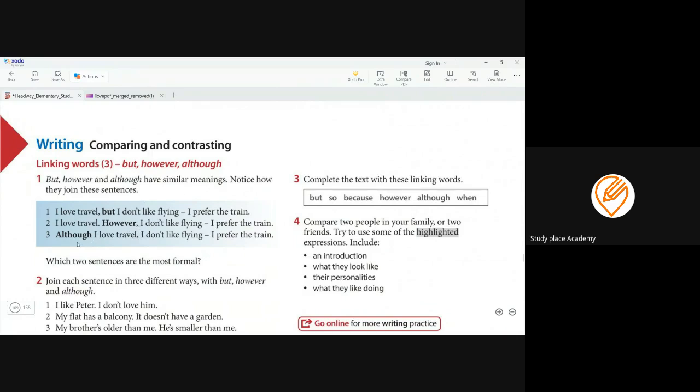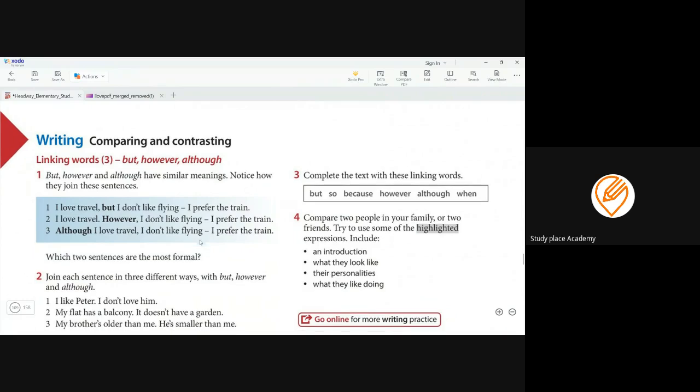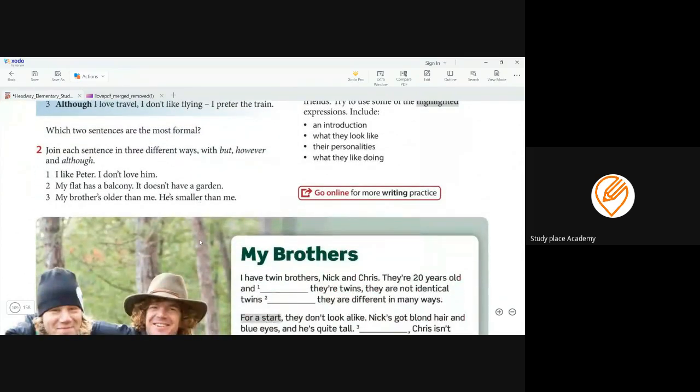Although, we can use it at the beginning of the first sentence, and after the first sentence we put a comma, but we also can use it between the first one and the second one. And when we use it like that, we don't need a comma. So that's for the using. So here we are going to use the three linking words to make contrast, to make combined sentences.